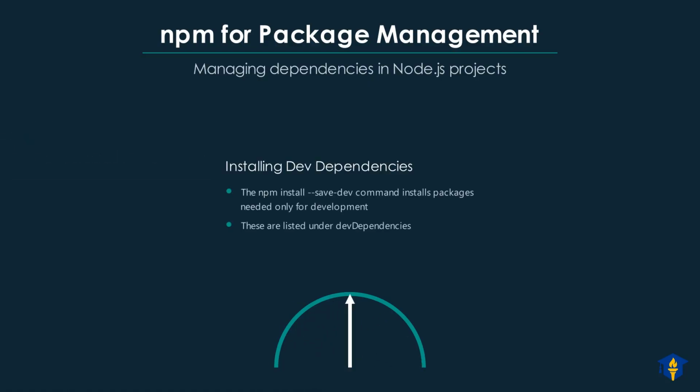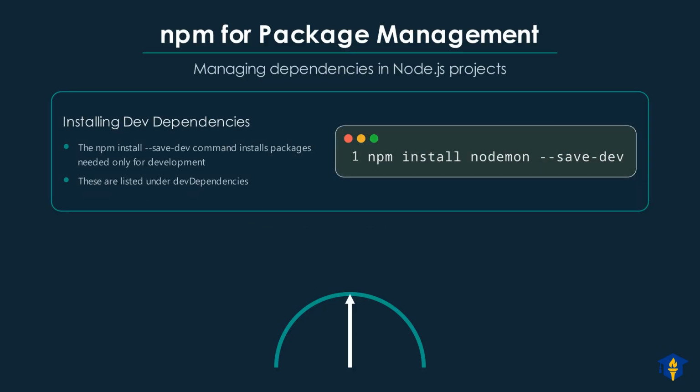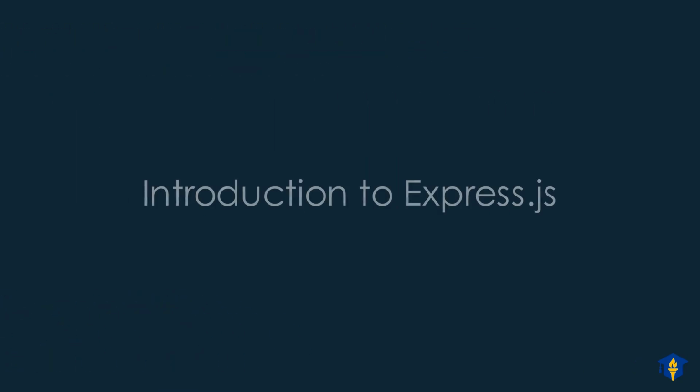Sometimes, you need packages only for development purposes, which are called development dependencies. The npm install --save-dev command installs packages exclusively for development, listing them under devDependencies. For instance, to install Nodemon as a development dependency, you would use npm install nodemon --save-dev.